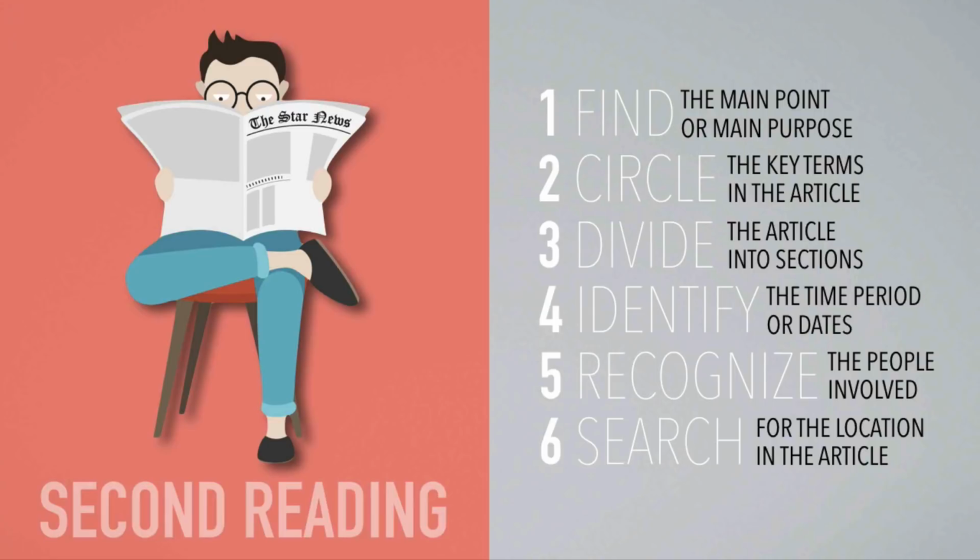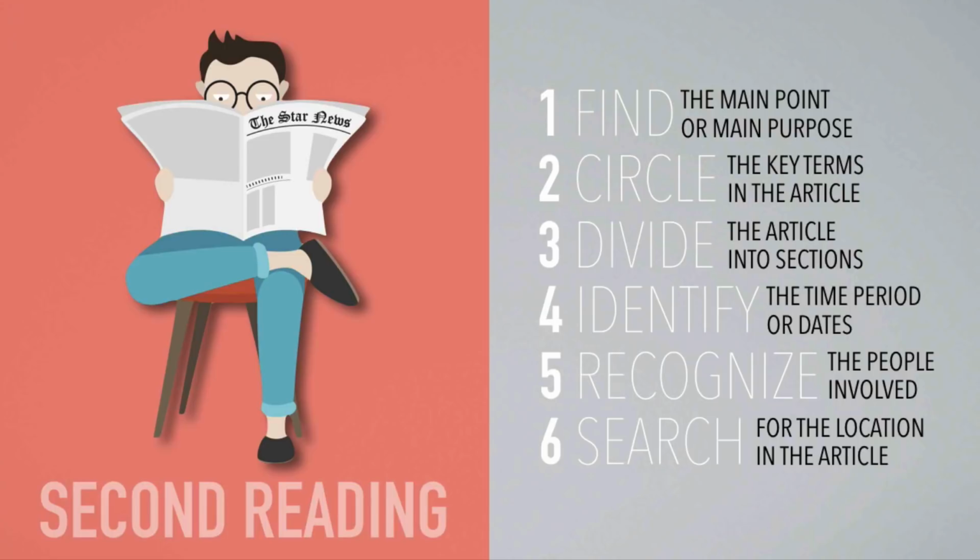Number 2, circle the key terms in the article. Now, these are not difficult words. These are the most important words. For example, if the article is talking about food, circle the words that relate to food. Or if the article is talking about some type of news or some type of policy that's coming out in the government, you want to circle words that are connected to that topic.